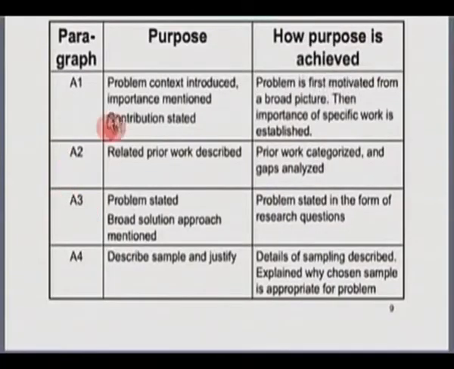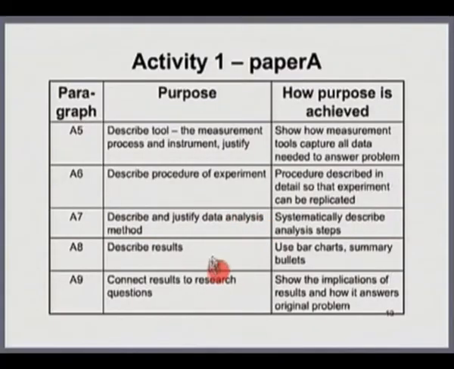Okay, what I will do for you is go back to the table for a moment. Let's look at paper A and simply look at the purpose. And now please concentrate on the order, because so far we know what is inside each section. Now let's just look at the order and the sequence. Problem context introduced, importance mentioned, contribution stated. Related work. Broad solution, then details of solutions in A4, A5, A6. A7 is data analysis, A8 is results, A9 is connecting results to research questions.